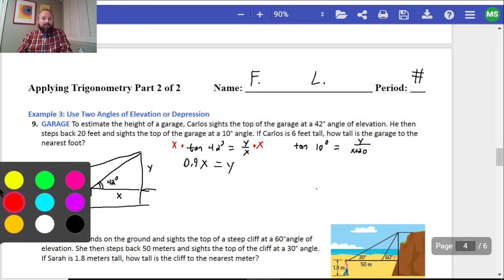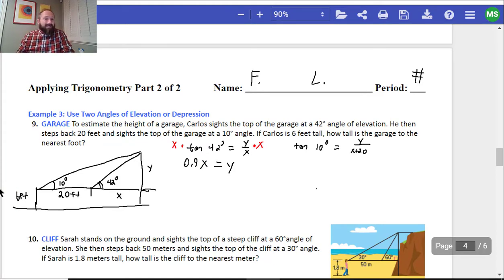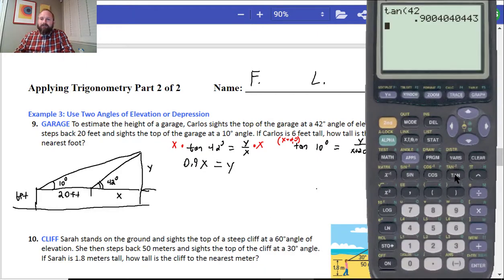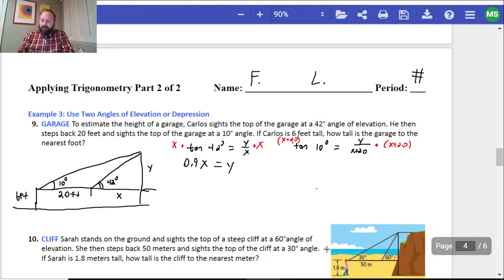So now with this one we can multiply, get y by itself. So we're going to multiply by x plus 20 on both sides. And we're going to figure out what is the tangent of 10 degrees. So we open up our handy dandy calculator. We just say, hey, the tangent of 10 is equal to 0.1, let's say 0.18. Alright. So x plus 20 times 0.18 is equal to y, because these cancel out.